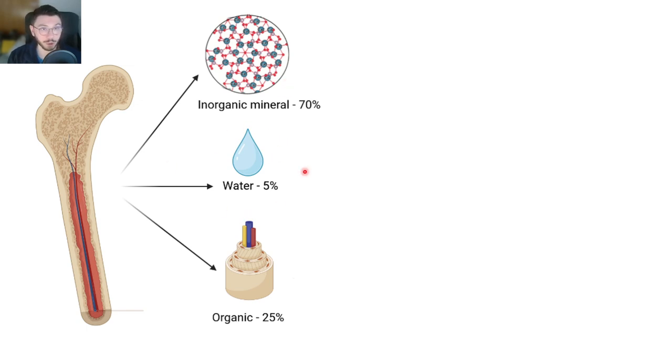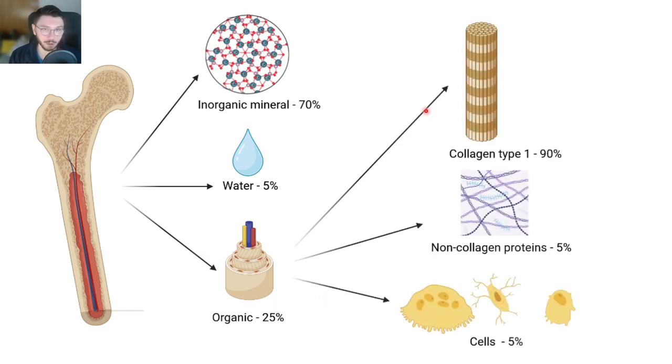We also have water, which makes up 5%, whereas tendons and cartilage have a high water content. And we also have the organic components, so let's elaborate on those. For the organic components, we have collagen type 1 mainly, which is 90%. We have non-collagen proteins, which make up 5%. These are like GAGs and proteoglycans, which give flexibility and tensile strength to the bone. And then we have 5% cells.